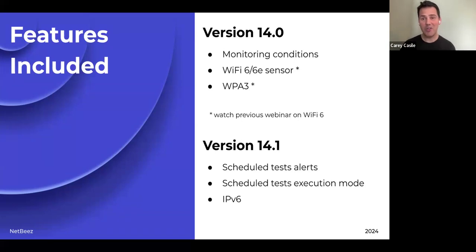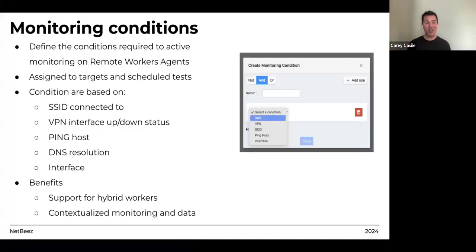But today we're going to focus on the other features. So monitoring conditions for version 14.0 and version 14.1 is coming out soon, maybe towards the end of this week or early next week. We're working very hard to wrap it up, put some finishing touches on it, and get it out to all of you. And with the 14.1 release, we have scheduled test alerts, and we also have scheduled test execution mode as well that we're going to be talking about and demoing today. And with that, let's first talk about monitoring conditions.